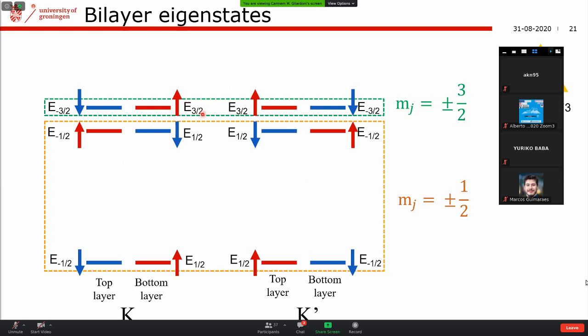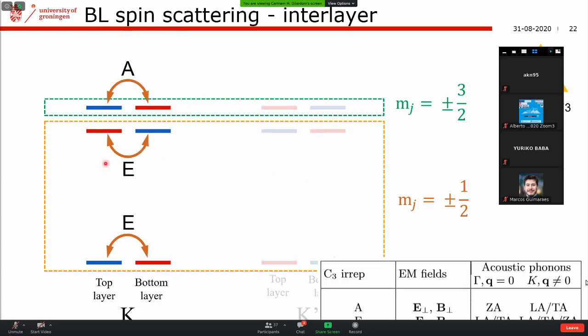Yes. So now if I look at the spin scattering processes, I will not look at the intra-layer spin scattering processes because those are very similar to those of the monolayer, but I will look at the interlayer scattering processes, right? So now if I want to flip a spin up in the top layer into a spin down in the bottom layer, I can do that for the orange circled states with fields that transform as E, and those are electric and magnetic fields in the plane of the monolayer.